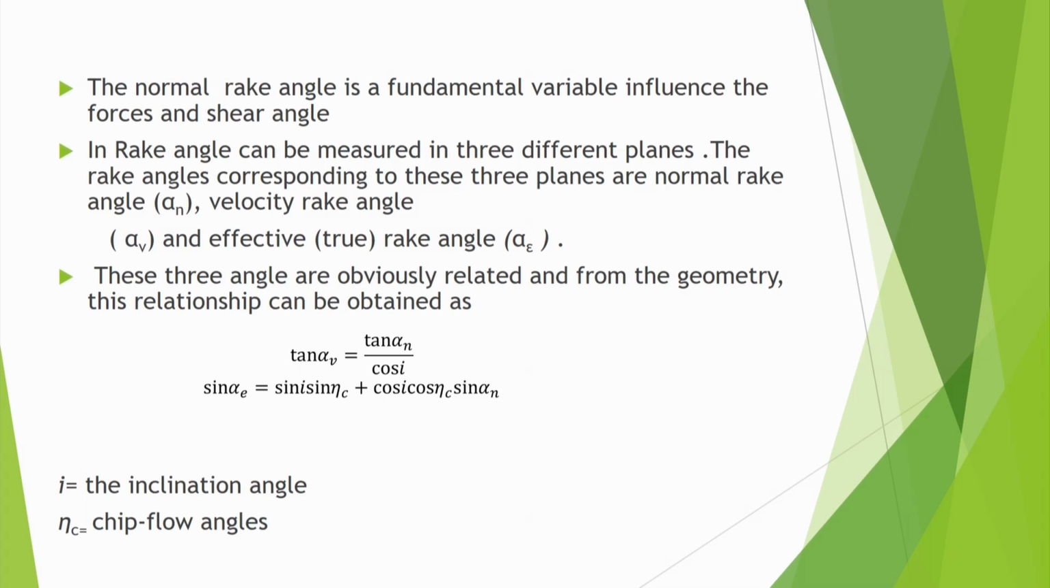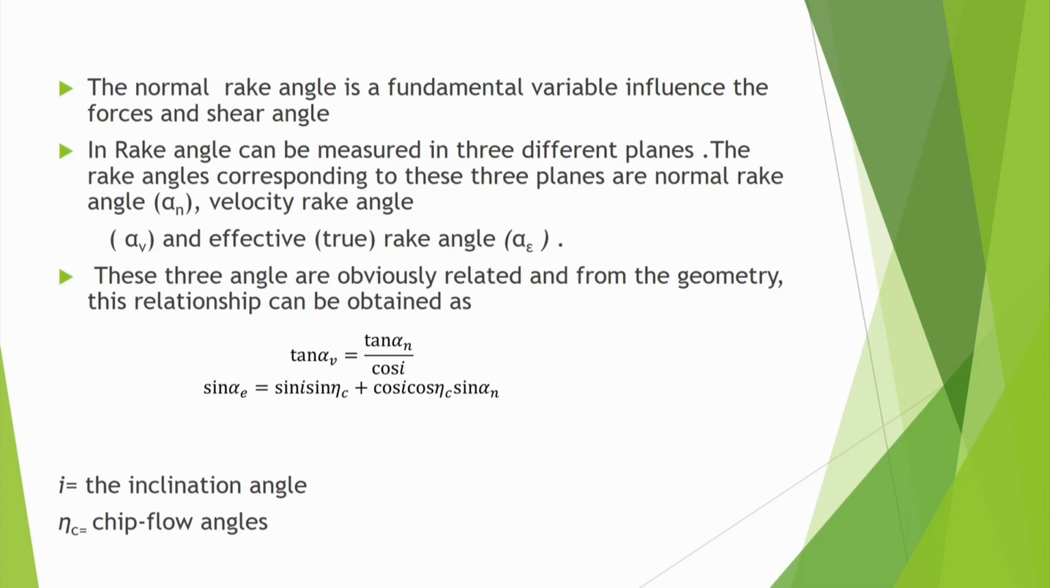So this is what many persons have done. You have to consider the normal rake angle, and in that you can do the analysis similar to the orthogonal type of analysis. In fact, I gave some hint about that when we were solving the turning problem, but many people believe that the true rake angle or effective rake angle alpha e should be taken. So rake angle can be measured in 3 different planes. The rake angles corresponding to these 3 planes are the normal rake angle, the velocity rake angle, that is orthogonal rake angle, and the effective rake angle alpha e.